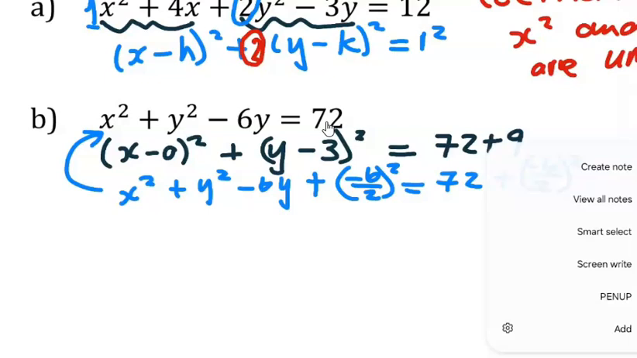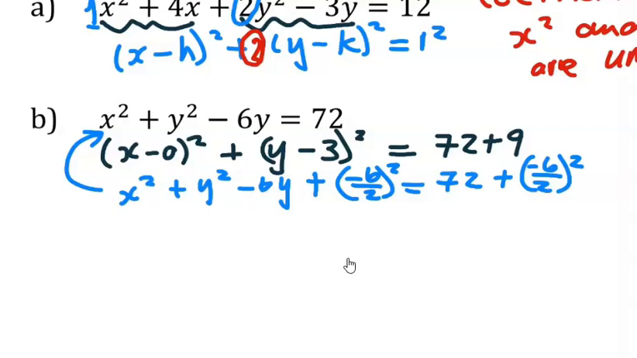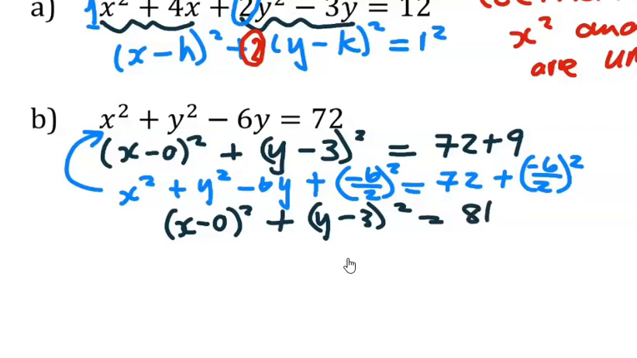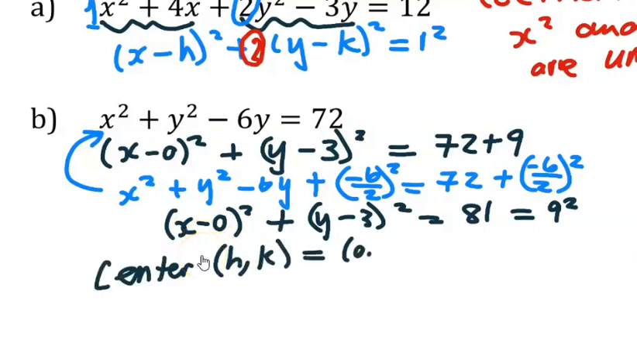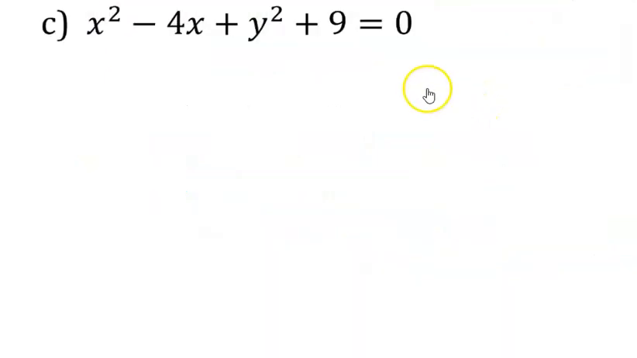So then, in other words, on my right hand side, I now have (x − 0)² + (y − 3)² = 81. Now 81 is 9², so we have a circle with center (h, k) = (0, 3) and r equal to 9. So this is most definitely a circle with the center (0, 3) and radius 9. Let us look at the last part.